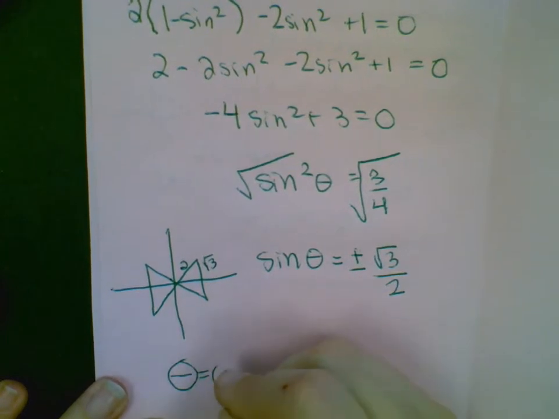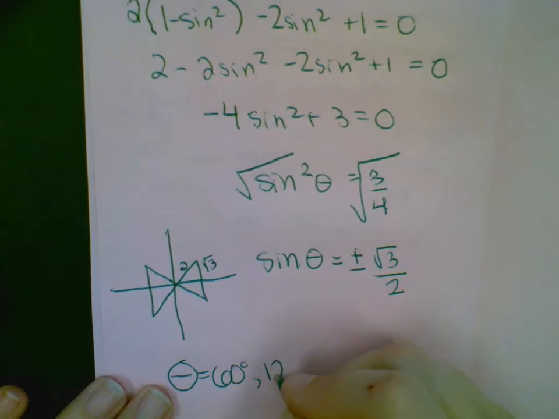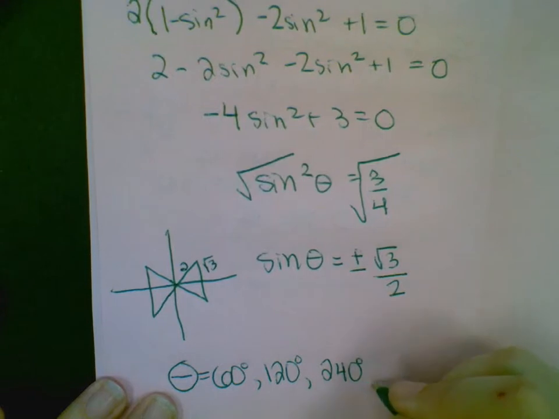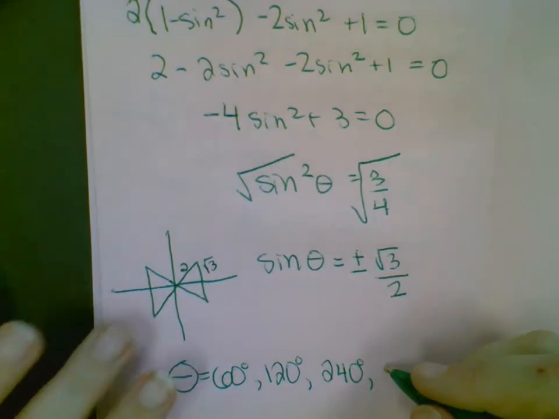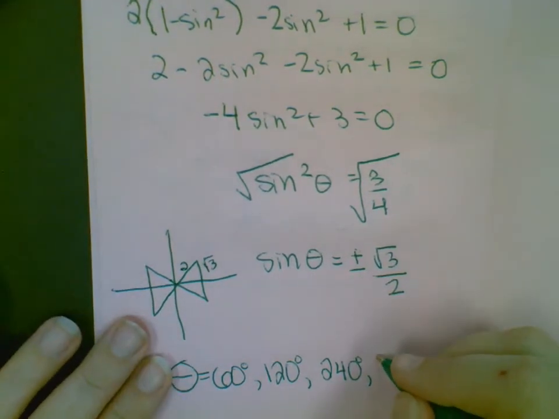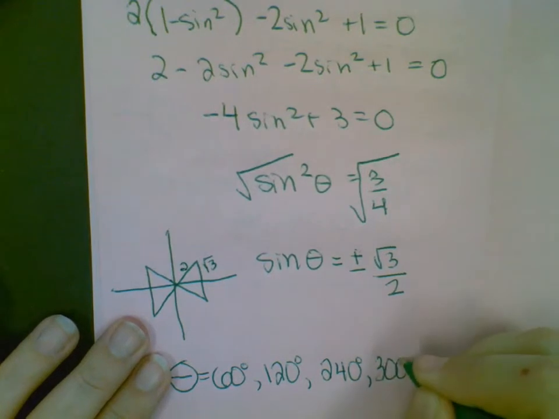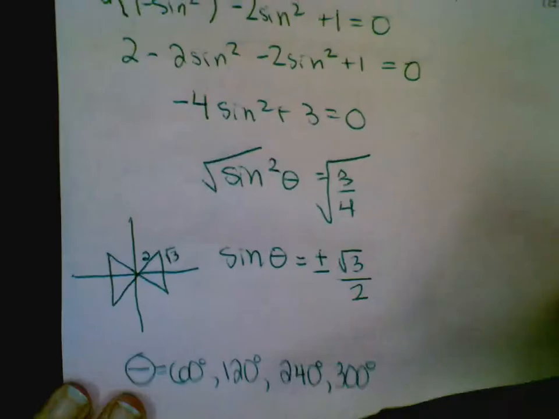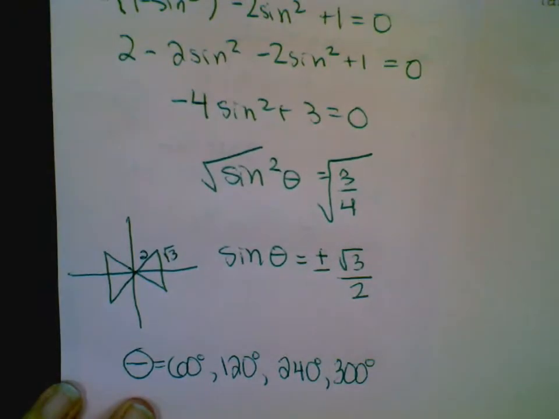So in quadrant 1 it would be 60. Quadrant 2, 180 minus 60. Quadrant 3 is 180 plus 60. And quadrant 4 is 360 minus 60, which is 300. And since our interval at the top was in degrees, we can leave our answers in degrees, just like that.